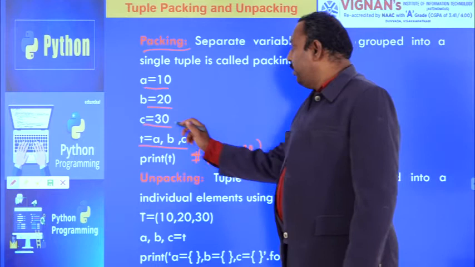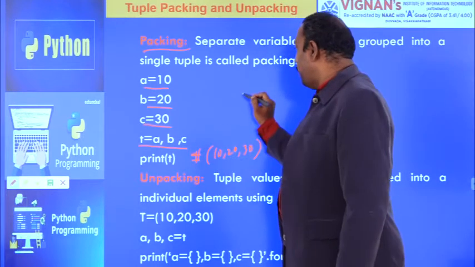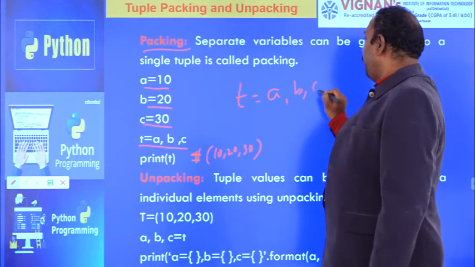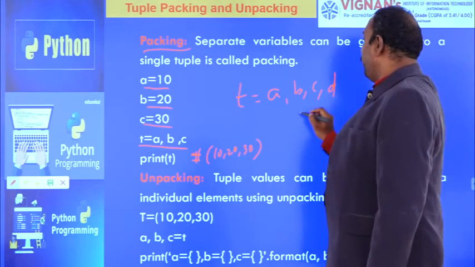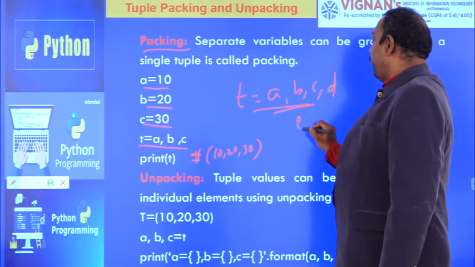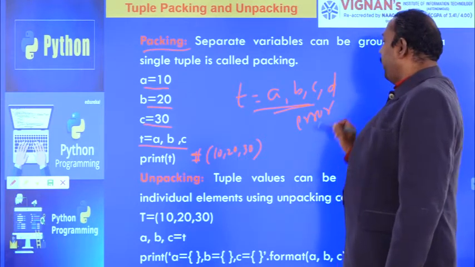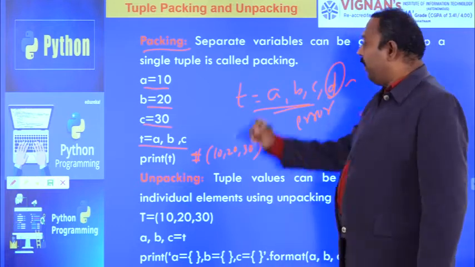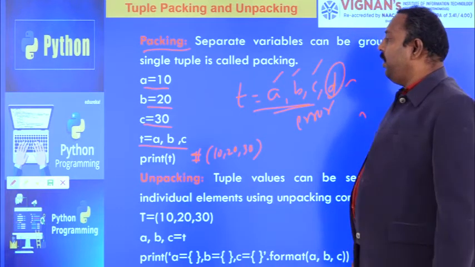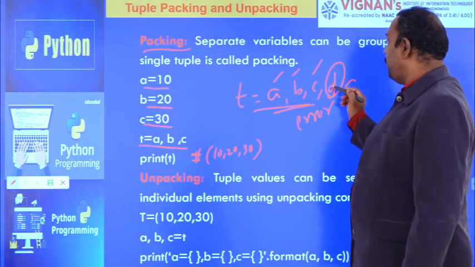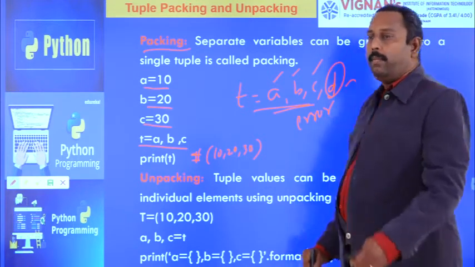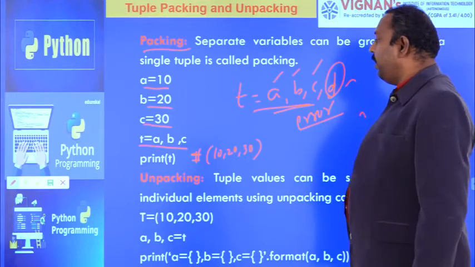Suppose here I have given D, for example T equal to A, B, C, D. Then you will get an error. Why will you get an error here? Because D is not available. Only A, B, C are available. If D exists, then D can also be included here. If D is not available, you will simply get an error.